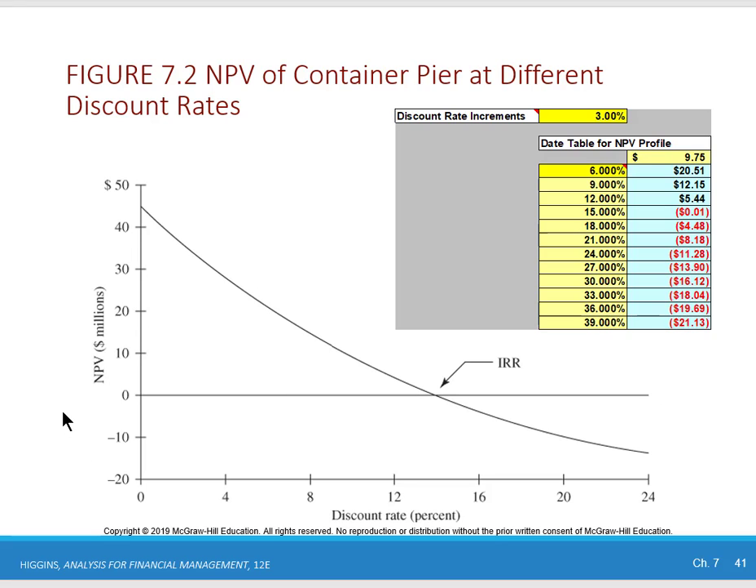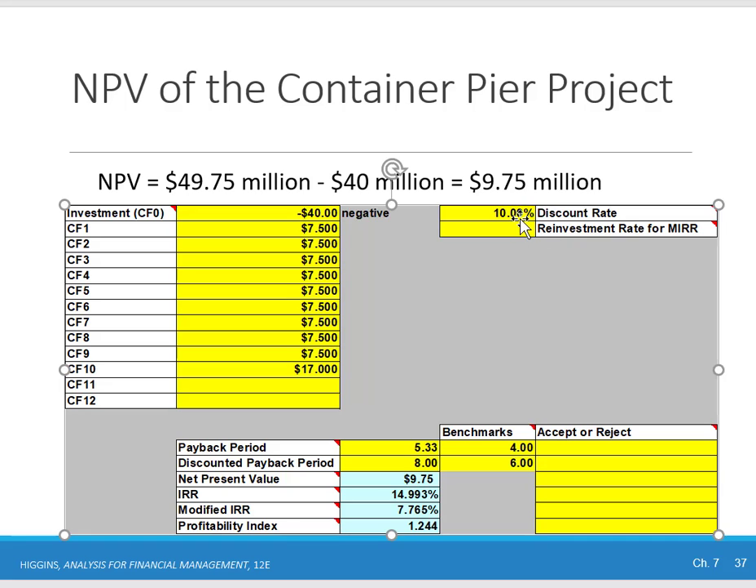Now, graphically speaking, if you were to go back to this example and change this discount rate, what if the discount rate was 1%? What would be the value of the project, or the net present value, if the discount rate were 1%? Calculate that net present value. Then do it for 2, 3, 4, 5, 6, etc.